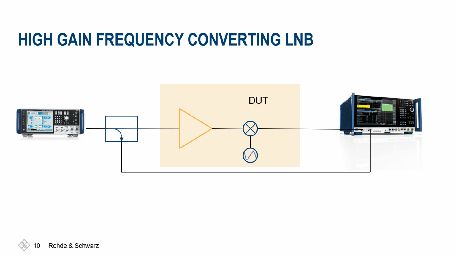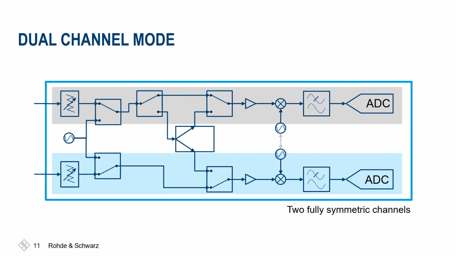Now, why is this example different to the high-power PA example? Simply because we have a frequency-converting device in there, and the two channels of the FSWX receive signals on two different frequencies. Let's go into the block diagram of the FSWX again quickly.